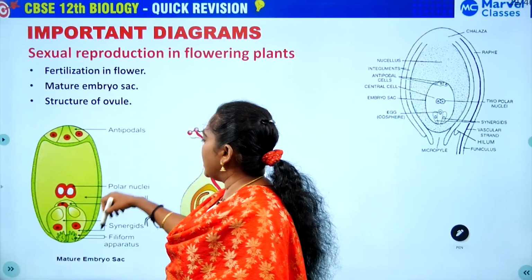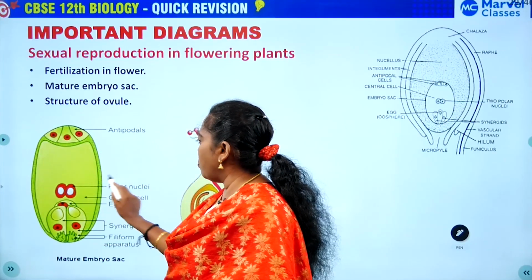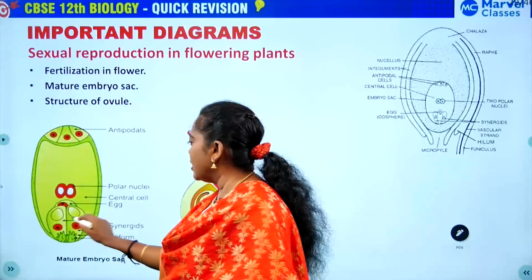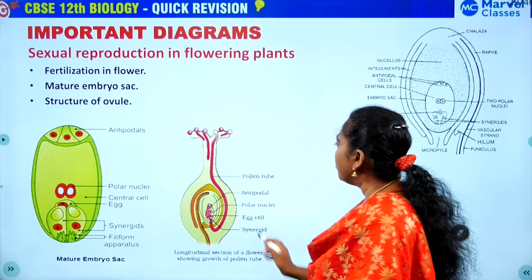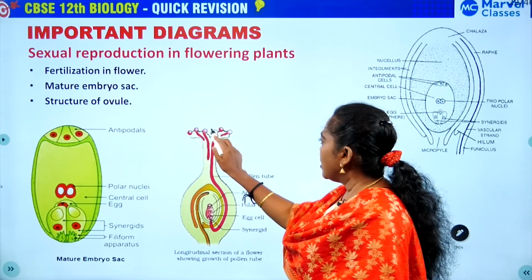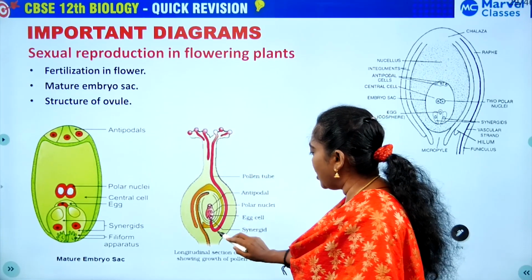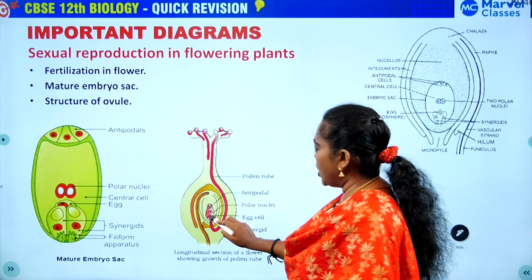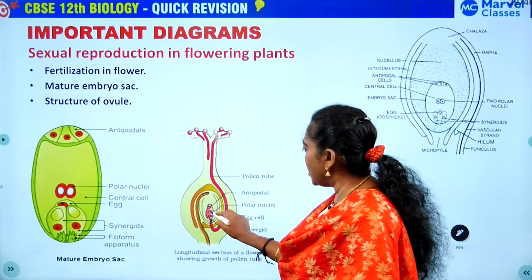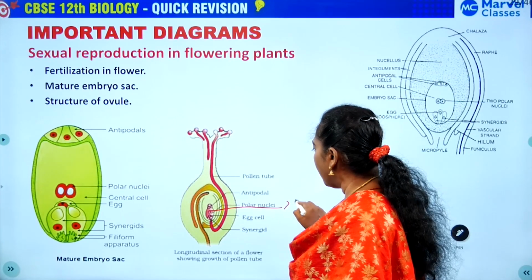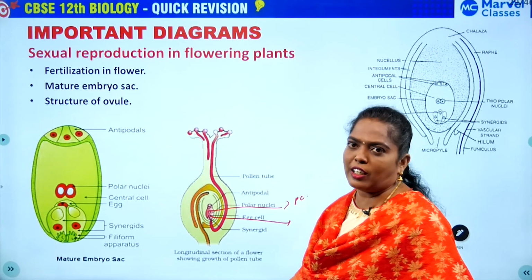So you can see the mature embryo sac, and this is the antipodal, polar nucleus, central cell, egg, synergids. Okay, just the diagrams, no need for any explanation here. And here you can see, this is for fertilization. You can see the pollen tube is slowly growing and it reaches here near the embryo sac, and one will fuse here, and the other will fuse here. This will develop into PEN and this will develop into embryo after fertilization.